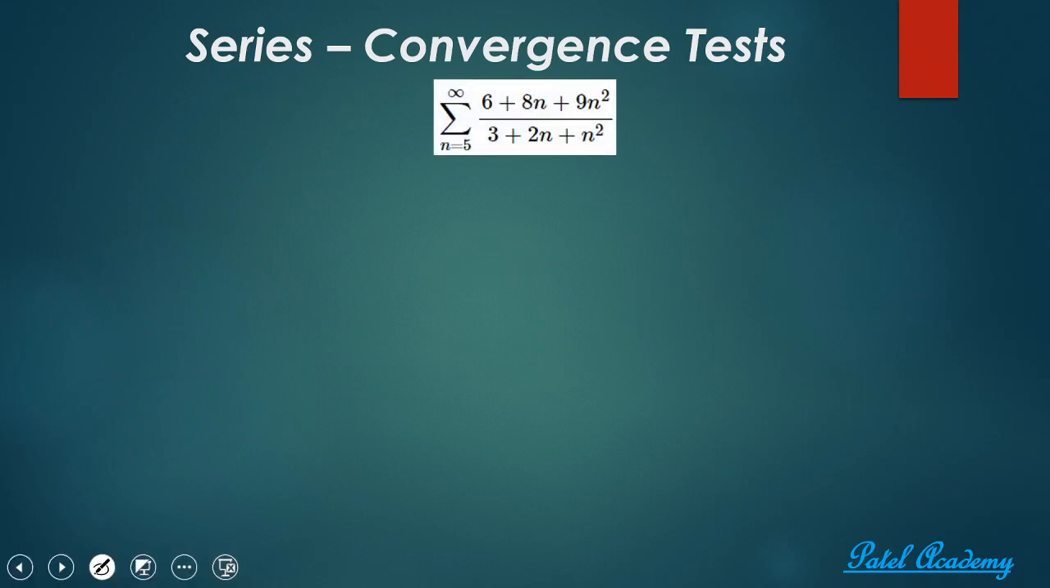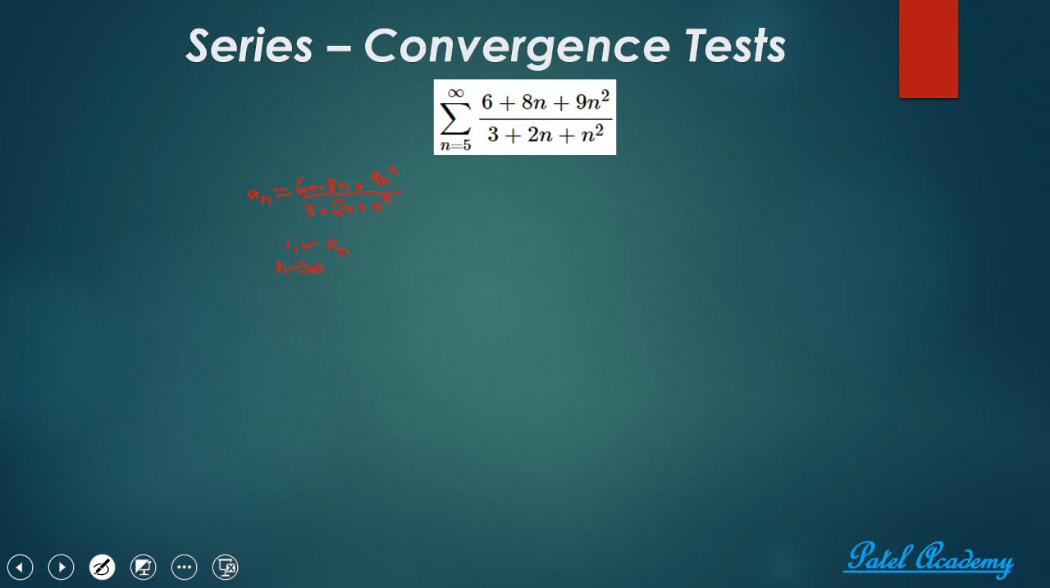So we have the sum as n is equal to 5 to infinity, so n going from 5 to infinity, of 6 plus 8n plus 9n squared over 3 plus 2n plus n squared. Alright, so first, it always helps to define what a at n is equal to. So in this case, it's 6 plus 8n plus 9n squared over 3 plus 2n plus n squared. And so now we're going to take the limit as n goes to infinity of a at n.